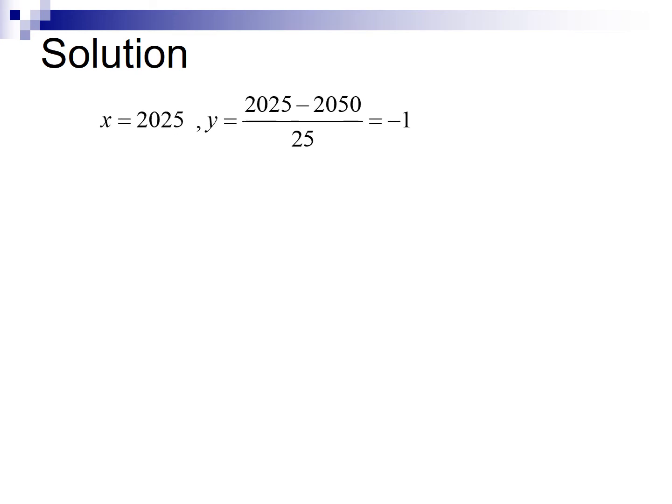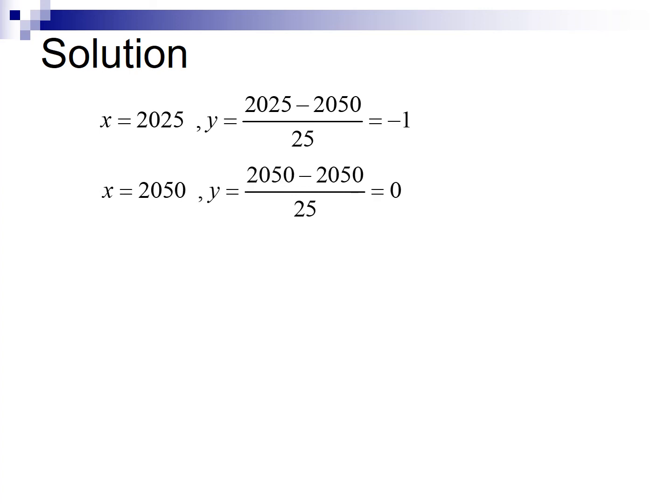So the first task is to convert X in terms of Y. So how do you do that? Using the coding formula given, you just substitute the value of X. So you have Y equal (2025 minus 2050) over 25. So your Y is negative 1.